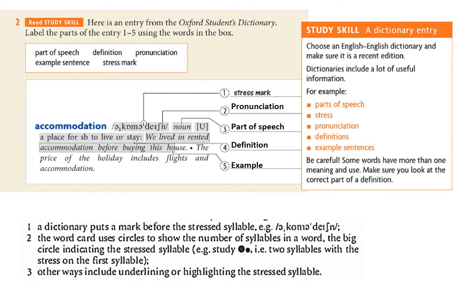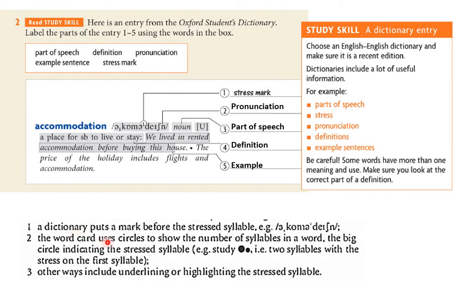Regarding the stress mark, because I think most of you don't have an idea about the stress mark, some dictionaries use different marks than this one. Let's go to these points. A dictionary puts a mark before the stressed syllable. For example, accommodation has more than one syllable. Accommodation, 3 syllables. The stress mark is here.